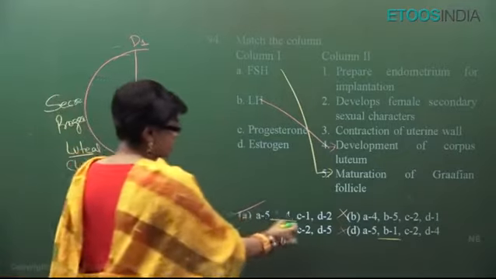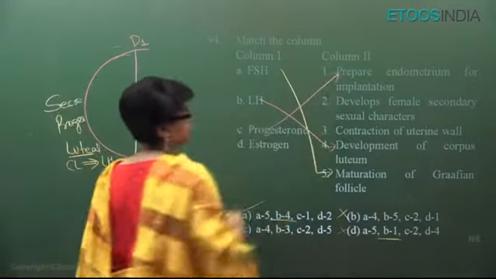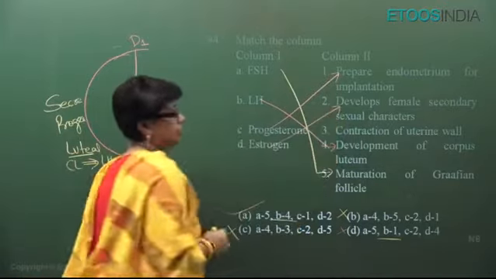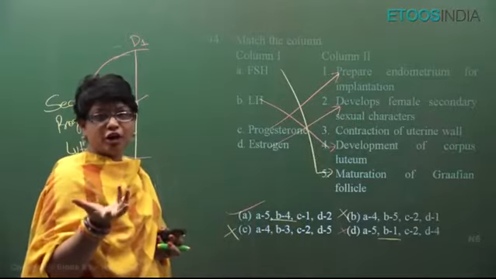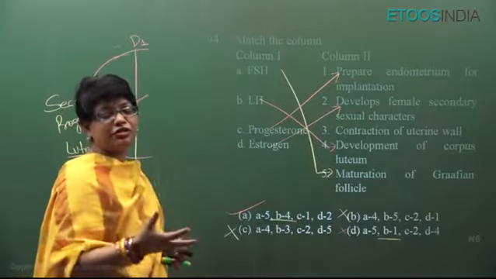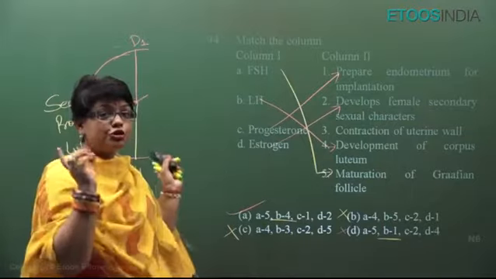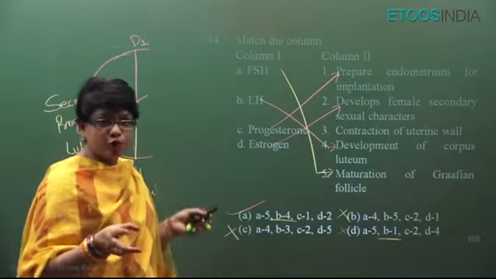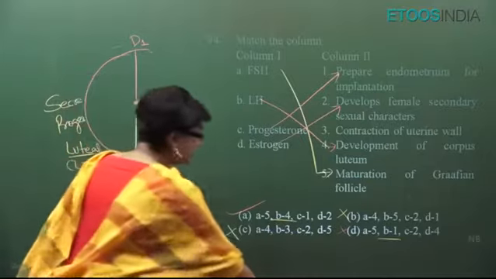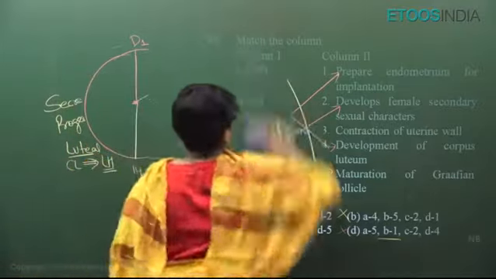Let's check. C should be 1. Progesterone is responsible for secretory phase, and estrogen is also responsible for proliferation of endometrium as well as for the female secondary sexual characters, female sex desire, all this. So you must know the male and female hormones and what are their functions. Questions do come on this part. Alright. So here the answer is option A.